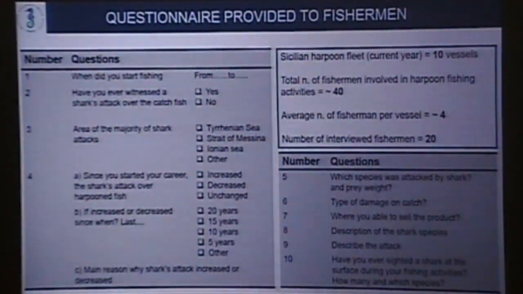We interviewed 20 of them. Just for your knowledge, there are 6 other vessels belonging to the Calabrian coast, but we haven't interviewed them for this work. So the kind of questions we asked were various.